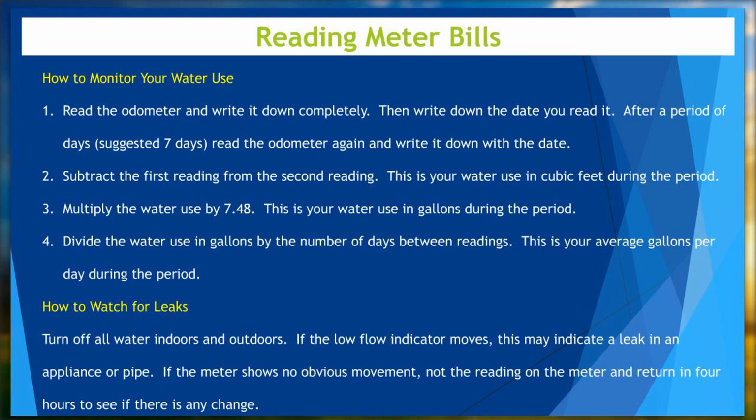After a period of about a week or 7 days, read the odometer again and write the date down. To figure out your water usage in that time, subtract the first reading from the second, and this is your water use in cubic feet during that period. If you multiply that by 7.48, you'll figure out the gallons used during that period. Finally, if you divide the water used in gallons by the number of days between the readings, you'll get your average gallons per day during the period.